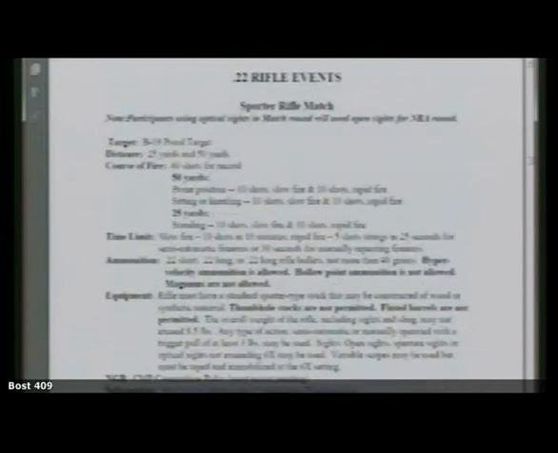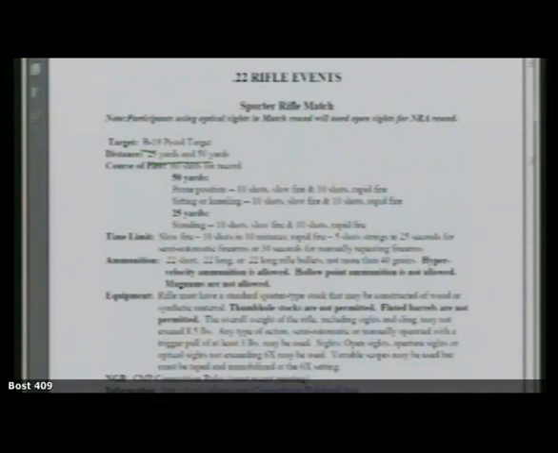Next, we look at the 22 rifle event. The 22 rifle event consists of a sporter rifle match and the NRA 3-position match. These are the requirements for the sporter rifle match. It consists of a B-19 target from the distances of 25 yards and 50 yards. The course of fire indicated here, the time limit here, the ammunition here, and the equipment specifications here.